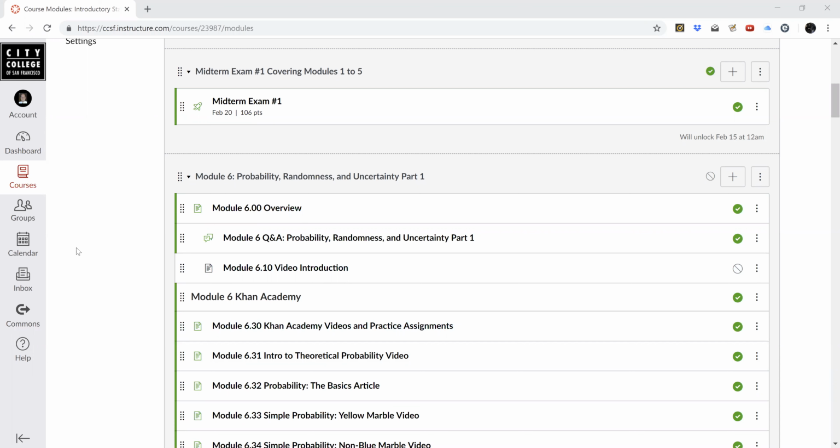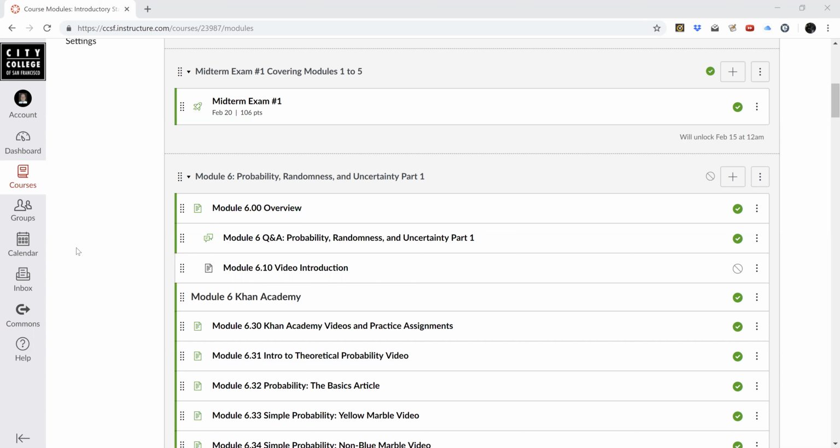The first thing you need to do this week is to actually complete the midterm exam. The midterm exam covers modules 1 through 5, and that corresponds to chapters 1, 2, 3, and 4 in the Hawkes textbook. The midterm exam will be available beginning Friday, February 15th, and you will need to complete it by Wednesday, February 20th. You actually get 3 chances to take the exam, and the average of your 3 scores will be your final grade on the exam.